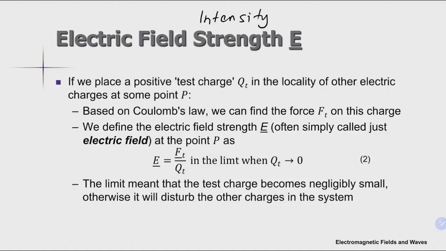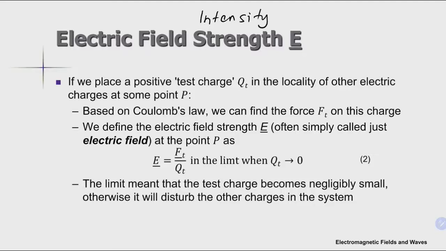Because if I have a charge here, and I put a Q charge very strong here, then both will experience a force. So this will move. If physically I really put a charge here, then this actually will go away, because of the force. So we want to put a charge here that doesn't disturb the system. So that's why Qt has to be negligibly small, so small that it doesn't disturb the system.